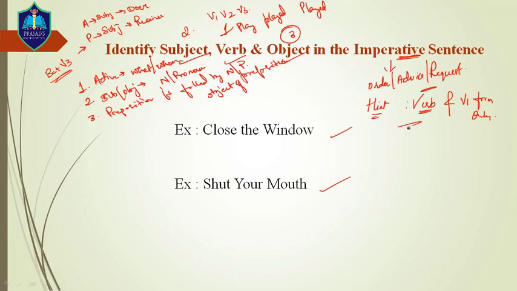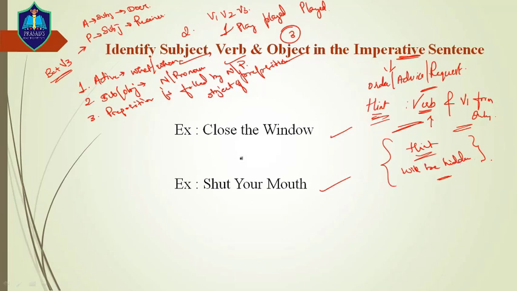How to identify whether the sentence is imperative or not? The very first hint is that it will start with a verb, and that verb will be in the V1 form. Then we consider it an imperative sentence. The next thing we were discussing is whether the subject will be there or not. The answer is that it will be there, but it will be hidden.